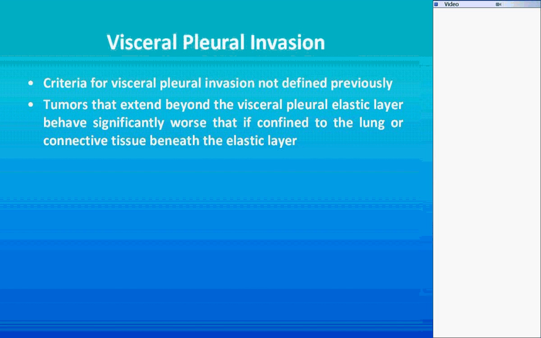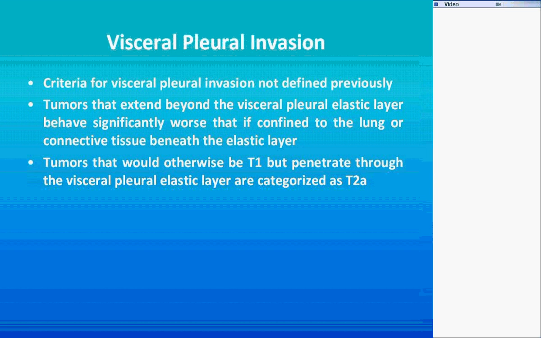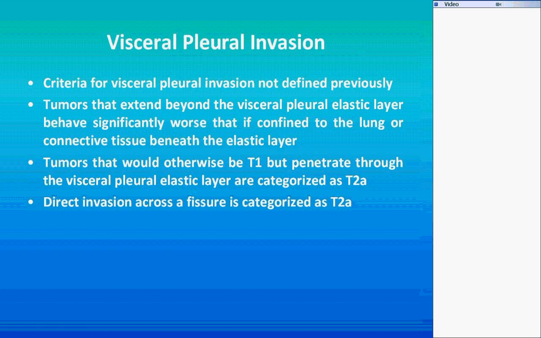In addition to that, we've also found that tumors need not extend to the visceral pleural surface to have that worse behavior. Really, the line of demarcation in terms of impacting behavior is that crossing of the elastic layer. So tumors that would otherwise be categorized as T1 by size and other criteria, but penetrate through the visceral pleural elastic layer, are now up-categorized to T2A. Also, if there is direct invasion across a fissure, it is categorized as T2A as well.